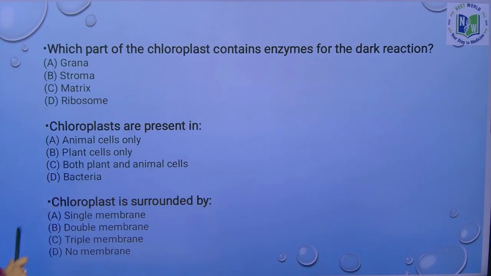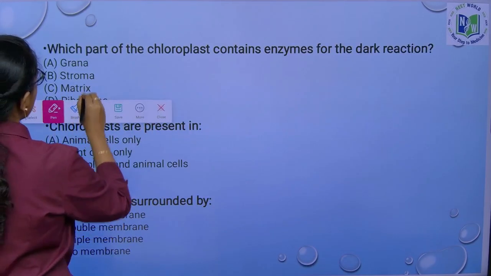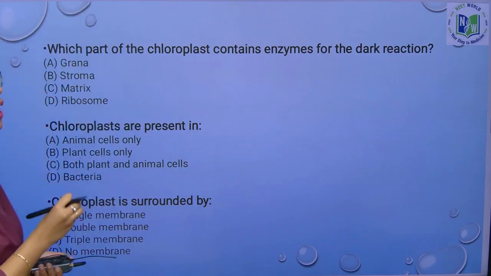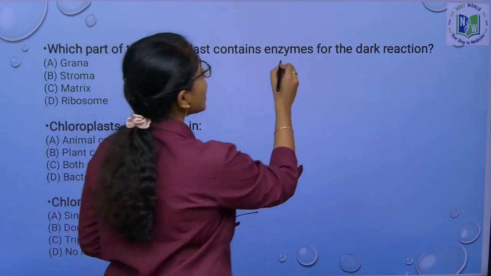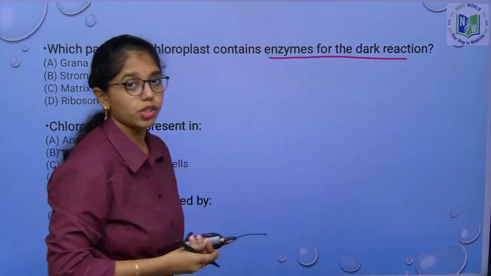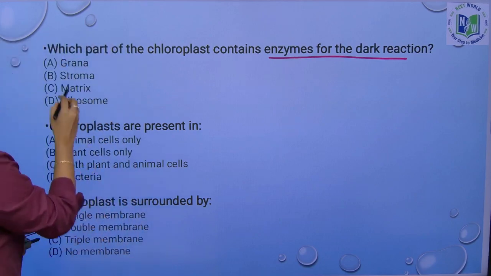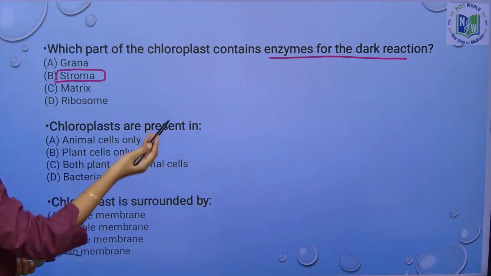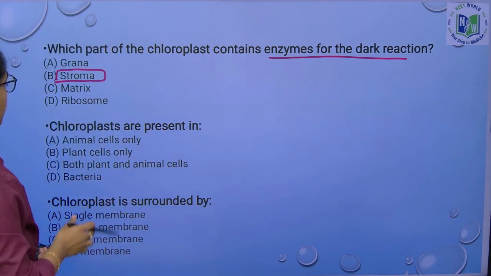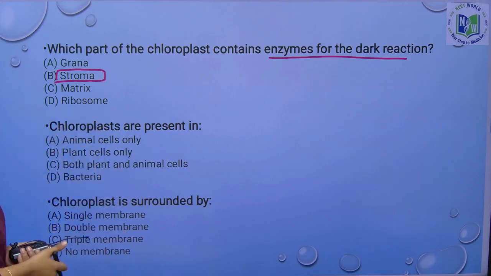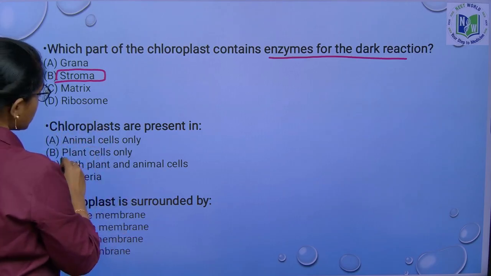Now, look into these questions also properly. Which part of the chloroplast contains enzymes for the dark reaction? Stroma will contain enzymes for dark reactions. It is the fluid filled space in the chloroplast. Chloroplasts are present in plant cells only.